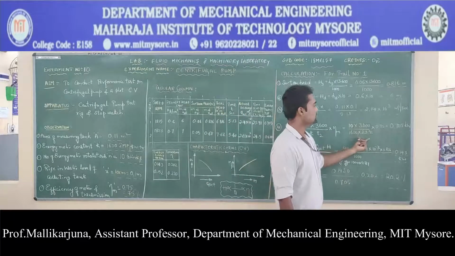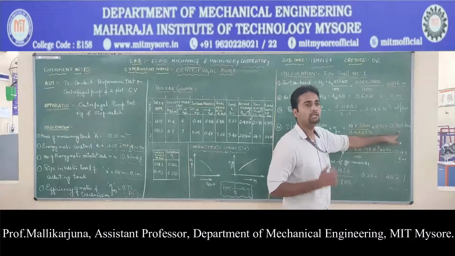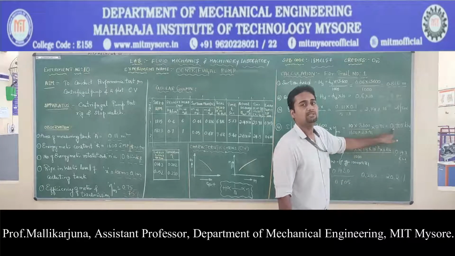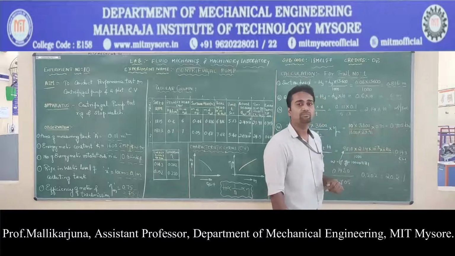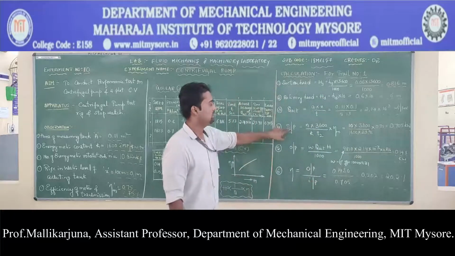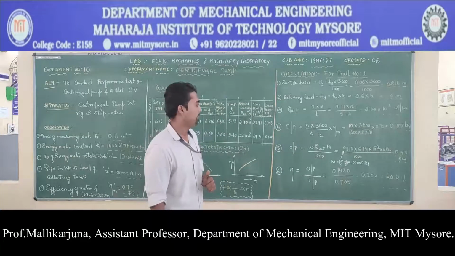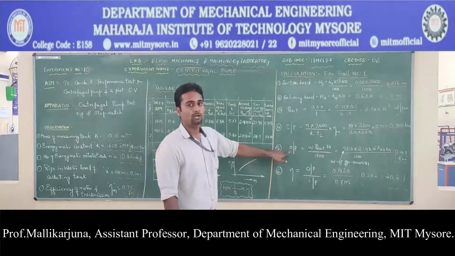Upon substitution of the values, we have got the input energy that is supplied to the device, I mean the centrifugal pump, as 0.075 kilowatts. This is the amount of energy supplied to the device, I mean the centrifugal pump. Let us move on to the output now.